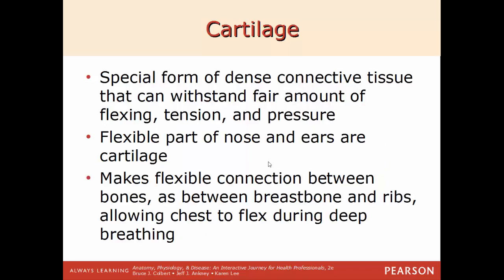Alright, now we'll move on to cartilage. This is a special form of dense connective tissue that can withstand a good amount of flexing and tension and twisting and pressure. Some types of cartilage are flexible, like in the tip of your nose and on the ears. Cartilage will also make connections between bones very flexible, such as the sternum, or the breastbone, and the ribs, allowing the chest to expand as you take a deep breath.